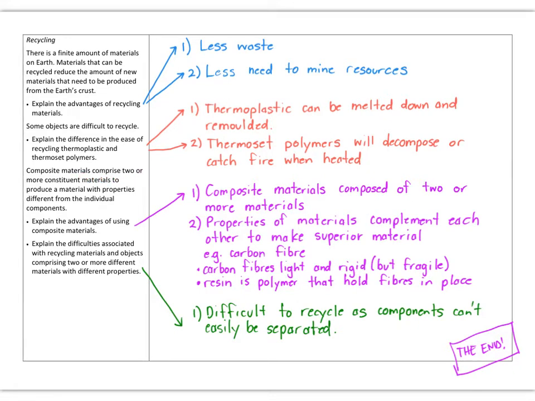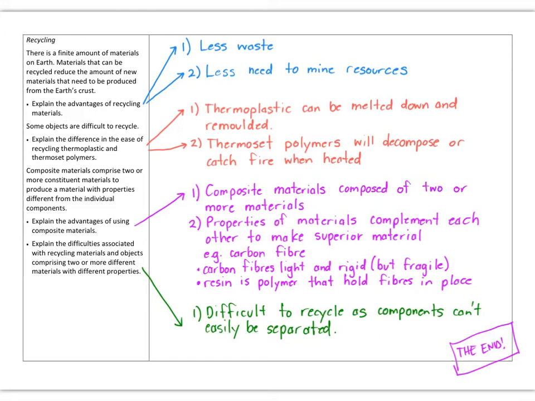Composite materials comprise two or more constituent materials to produce a material with properties different from the individual components. Explain the advantages of using composite materials. So composite materials are composed of two or more other materials. I'm just repeating that definition, even though it was there. Now, the properties of materials complement each other to make a superior material.